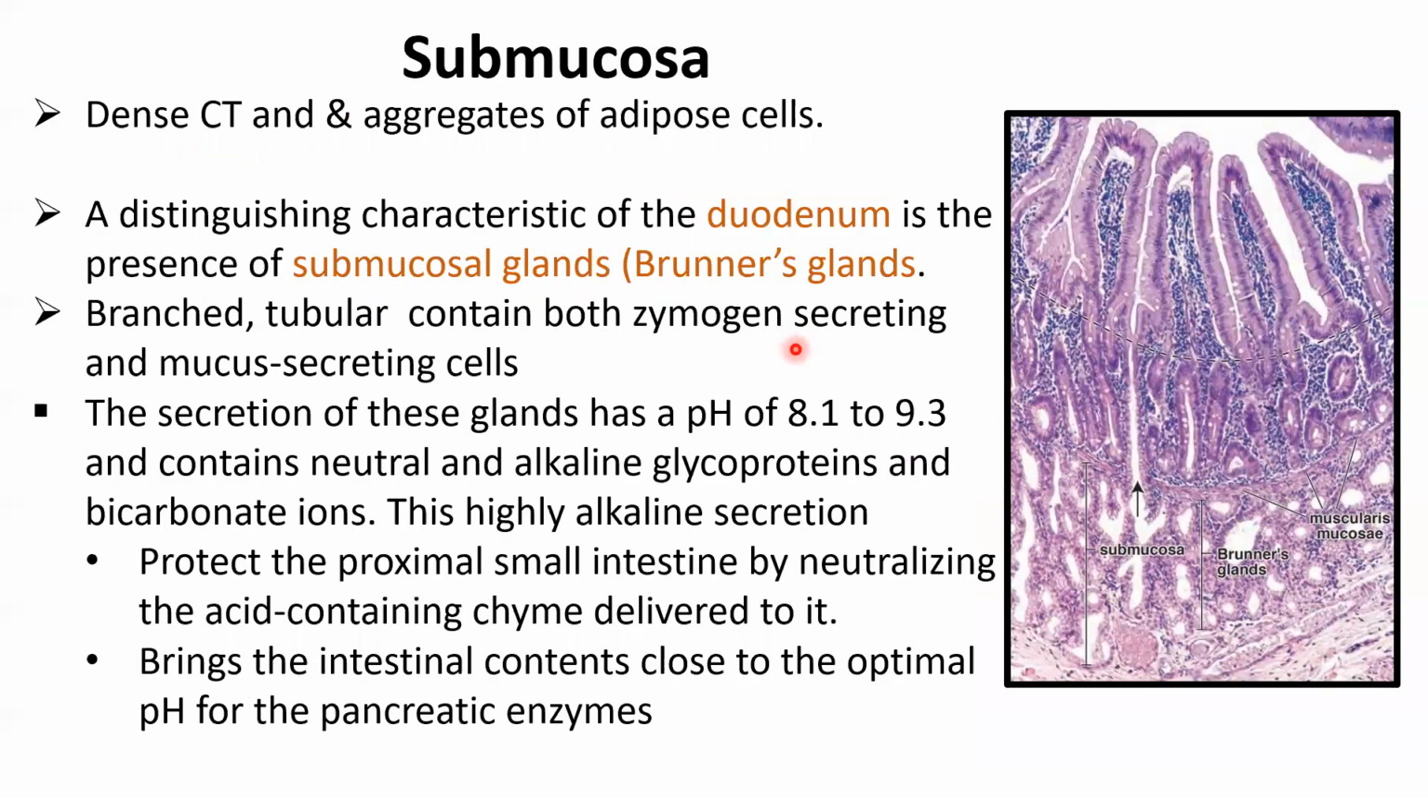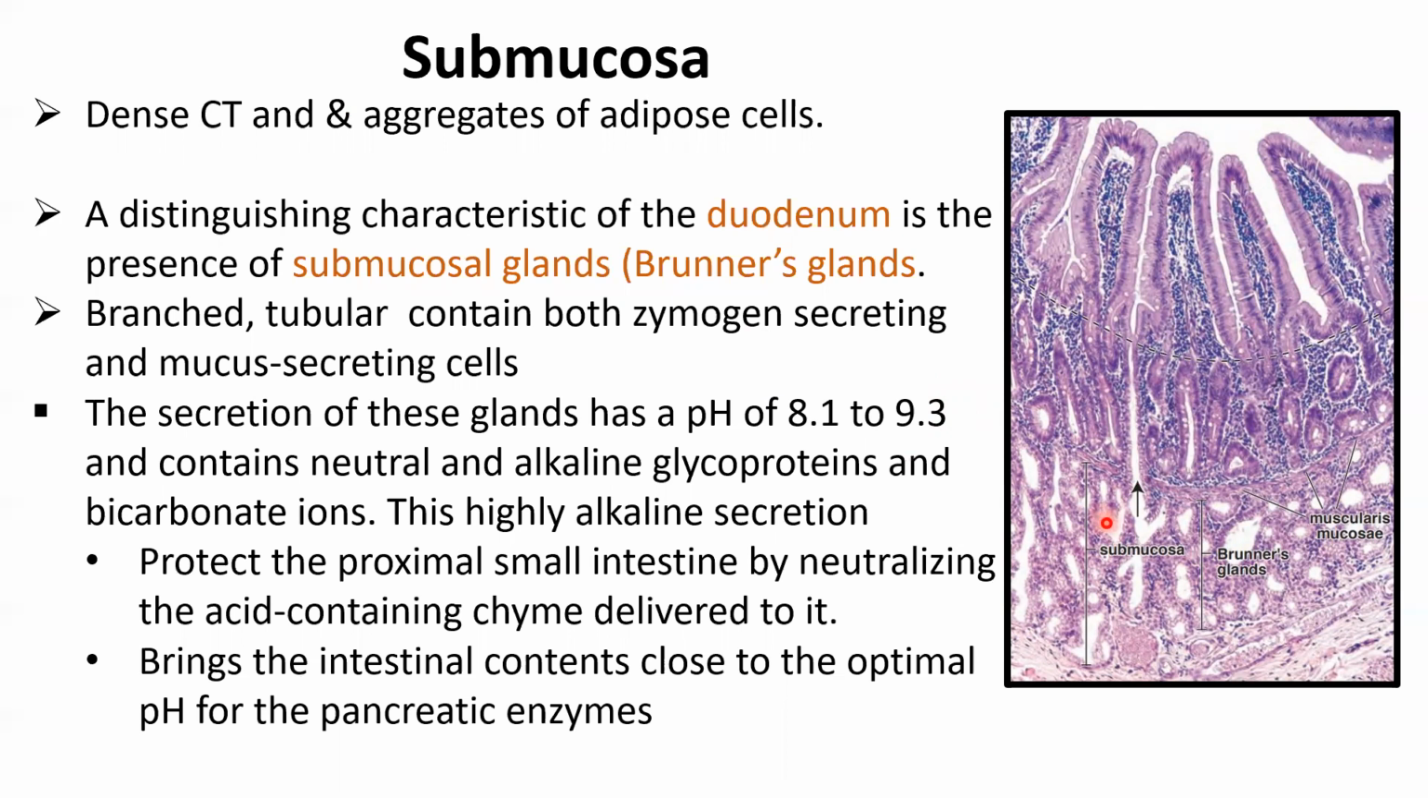The submucosa, again, is a dense connective tissue with aggregated adipocytes, a little bit, in the small intestine. But there is a distinguishing characteristic of the duodenum, which is the presence of this submucosal gland called Brunner's gland. If you look at the submucosa in the duodenum, you find these glands. These are branching tubular glands, containing both zymogen secreting and mucus secreting cells. So it's a mixed gland, mucous and serous. These are present in the submucosa and only in the duodenum.